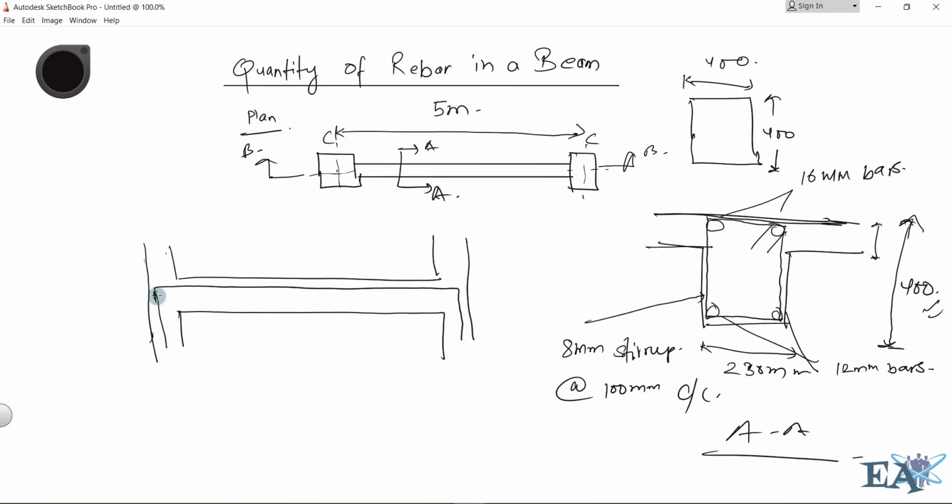These are the 16 mm bars, they will be 2 in number, and we'll also have the 12 mm bars, that will also be 2 in number. These two 16 mm bars are at the top, and these are the 12 mm bars. So this is section BB.